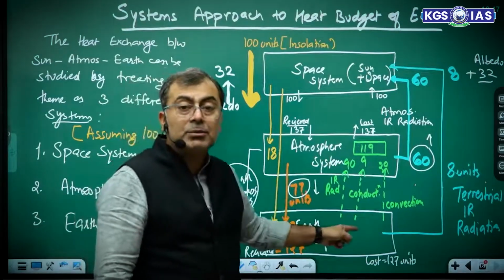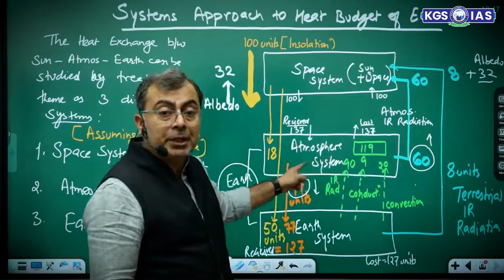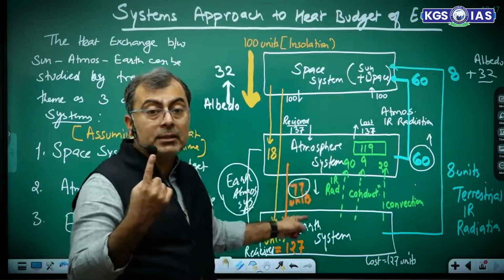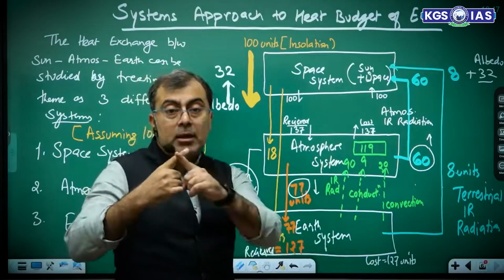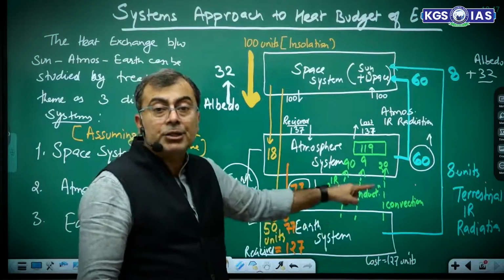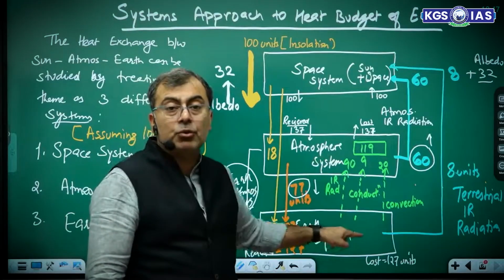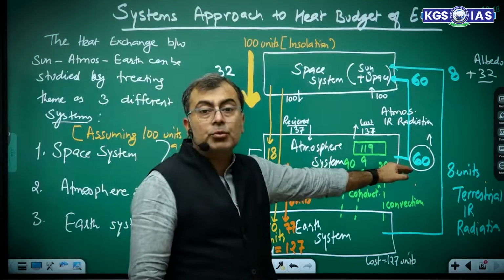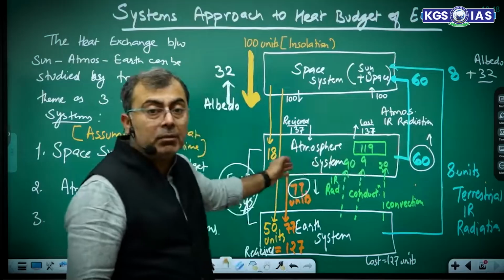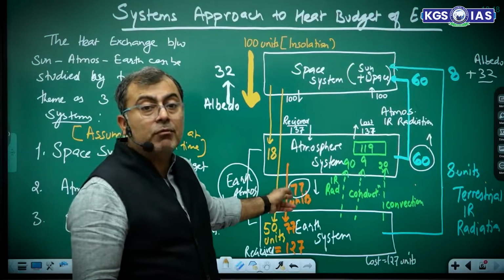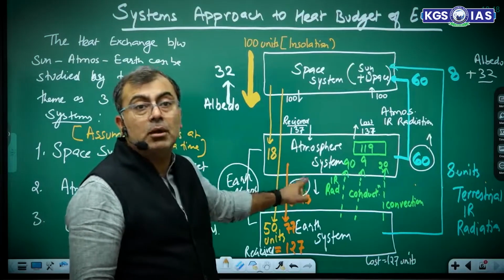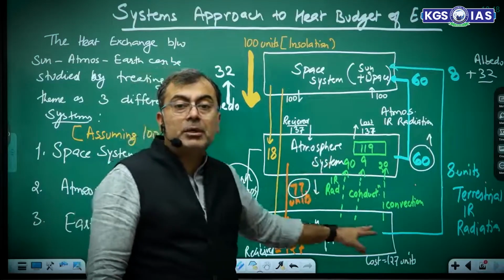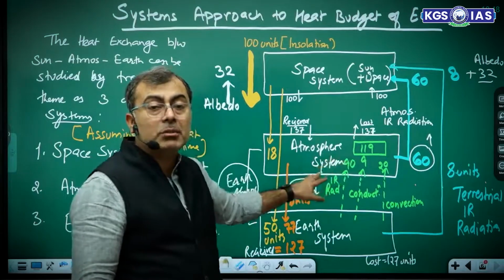As a result, it has been seen that the Earth's temperature, because heat is there, has already risen by 1 degree Celsius, now very close to 1.5. If this continues to happen, this 60 will further reduce to 55, and here we will have 5 units, then it will become 62, because that is with us only. True or not? As a result, the Earth atmosphere system is warming.